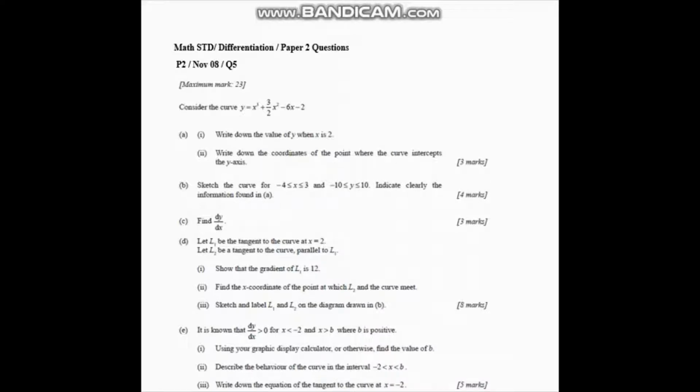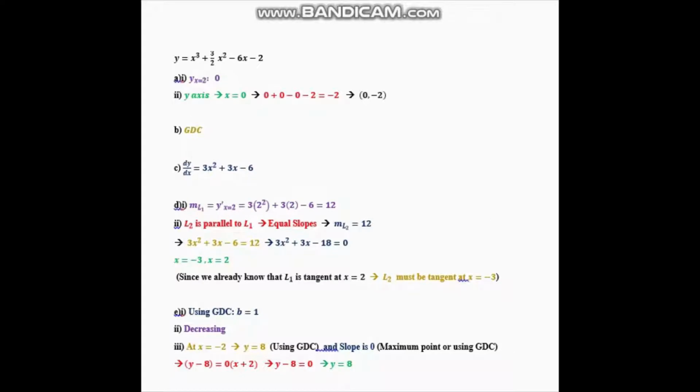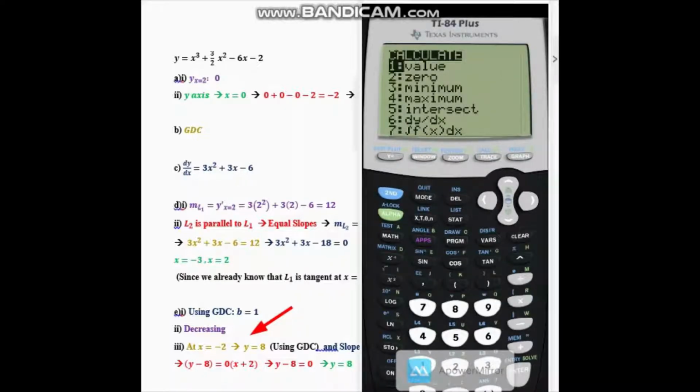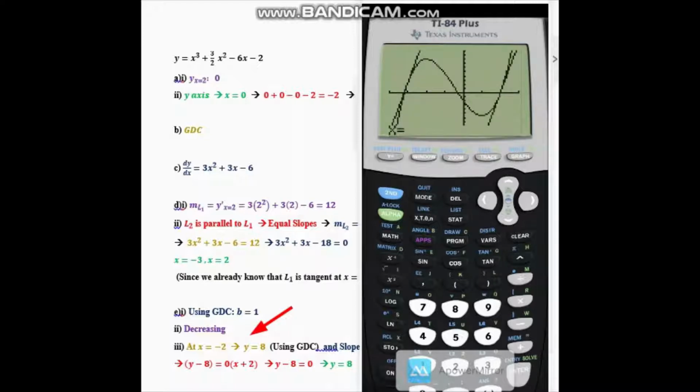The equation of the tangent to the curve at x equals -2 is found as follows. Since I need the equation at x equals -2, then I need a point and the slope. So first we shall attempt to get the point, and this is found using the GDC. So second value when x equals negative 2, the value of y is 8. Hence, my point is negative 2 and 8.